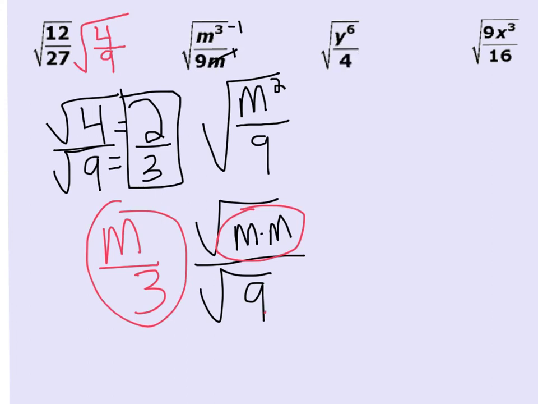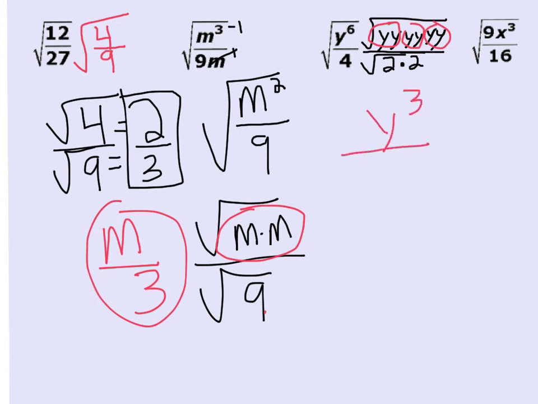Let's do this one. On this one, I'm going to write out my y's. And now instead of writing the square root of 4 here, I'm going to show you why this method up here works. We know that 4 is really 2 multiplied by 2. So I'm going to circle my pairs. I have 1, 2, 3 pairs of y's. So I'm going to write y to the third because I had 3 pairs. Let's look down here. I have 1 pair of 2's, so I'm going to write 2 here. And remember, what's the square root of 4? The square root of 4 is 2.